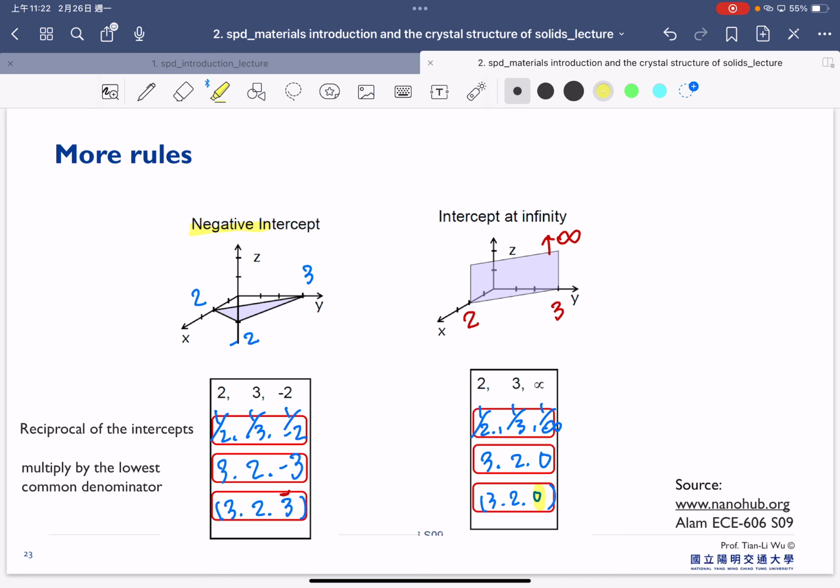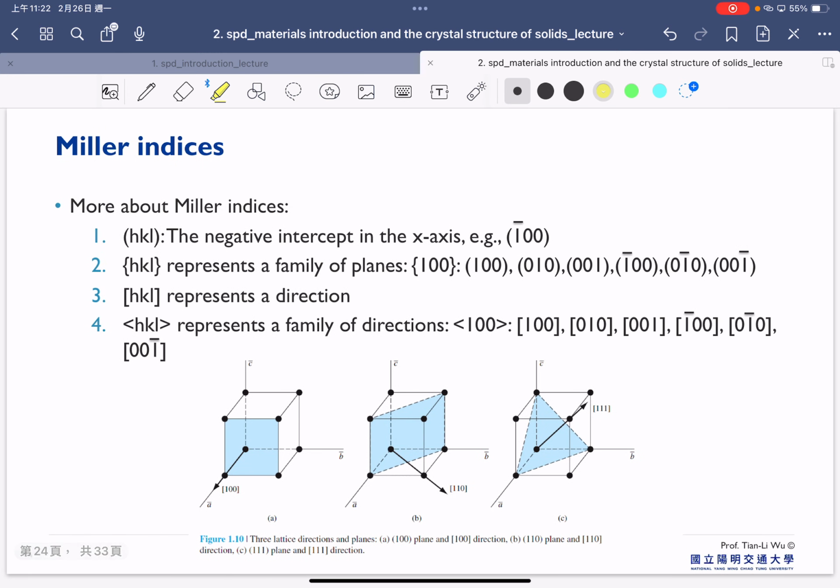Here are some more notes about the Miller index. As I said, for a negative intercept on a certain axis, we put a bar over it. This notation represents a family of planes. This one represents a direction. And this one represents a family of directions. Those are some more rules about the Miller index.